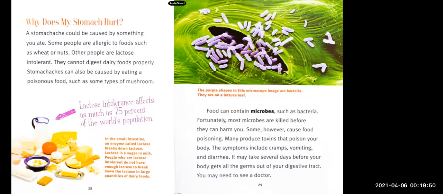Images and captions provide more information in an informational text, and they can also make information more clear to the reader. Now let's take a look at one more text feature. What is the purpose of the index?